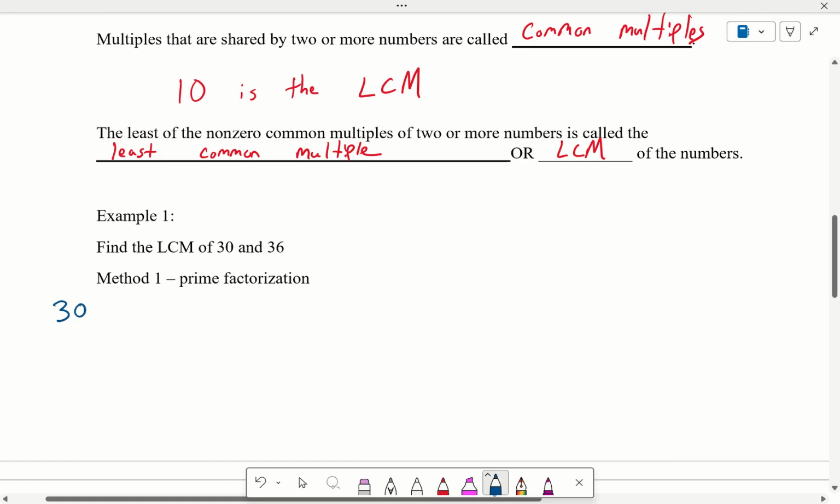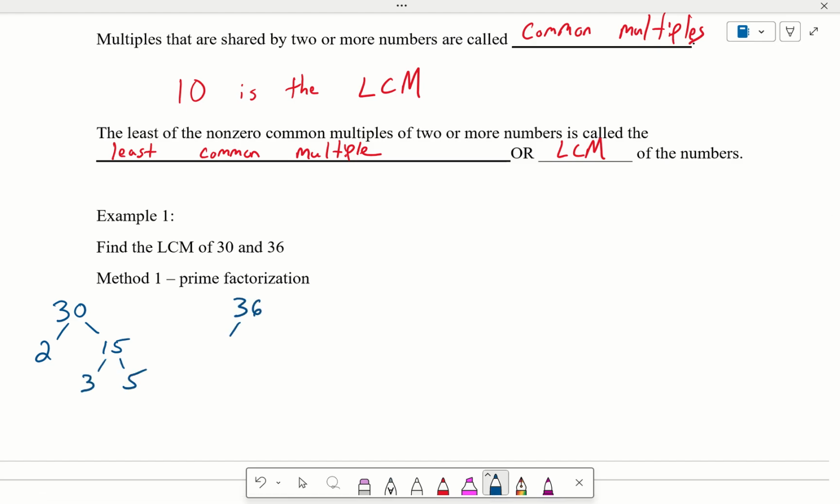Let's do the prime factorization of 30 and 36. 30 is 2 and 15. 15 is 3 and 5. 36 is 2 and 18. 18 is 2 and 9, and then 9 is 3 and 3. So let's write out the prime factorization of each. 30 is equal to 2 times 3 times 5. 36 is equal to 2 times 2 times 3 times 3.